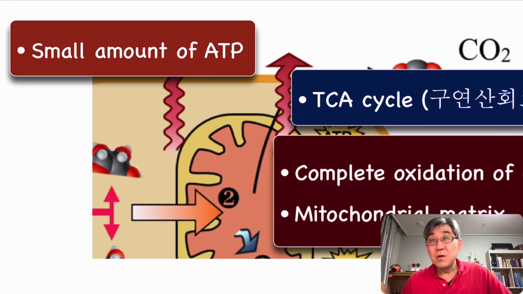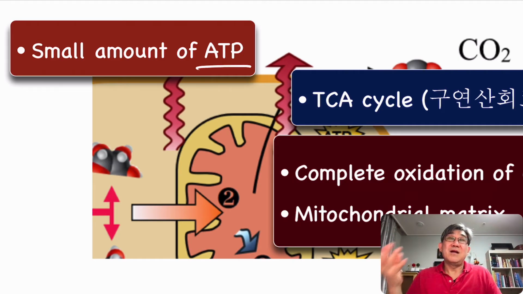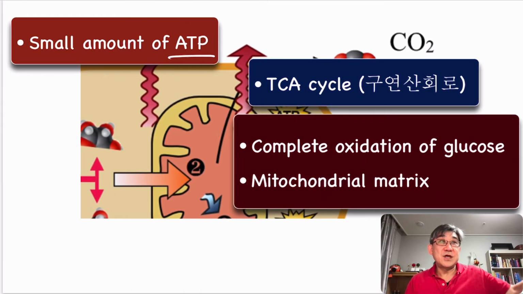And once again, you still have some gain, a small amount of ATP, which is actually not enough. Altogether, the amount of ATP you get from the first part, glycolysis, and from the second part, the TCA cycle, all combined together is not even nearly enough for sustaining your body and life. Without the final stage, the whole overall procedure is useless. Although for a single celled organism, it's a totally different story.